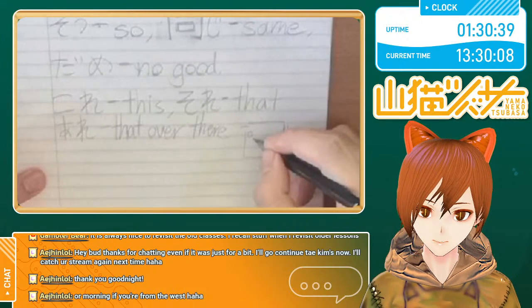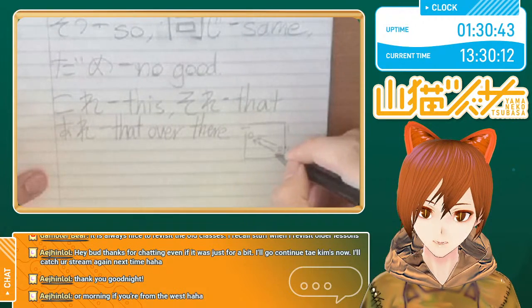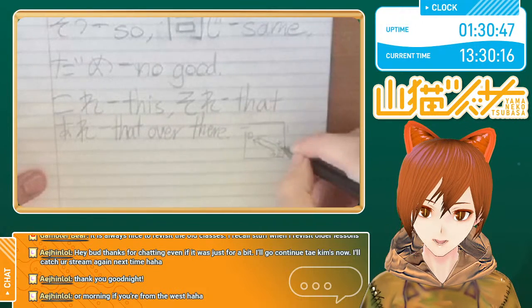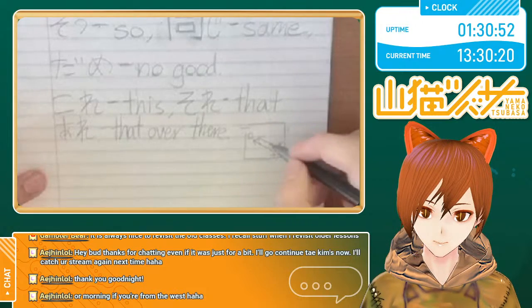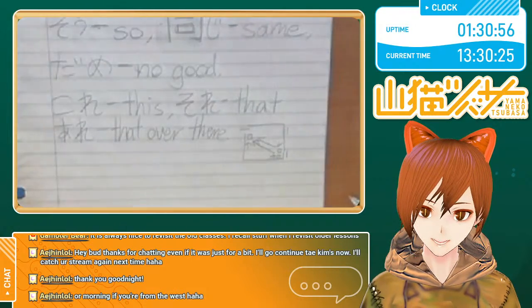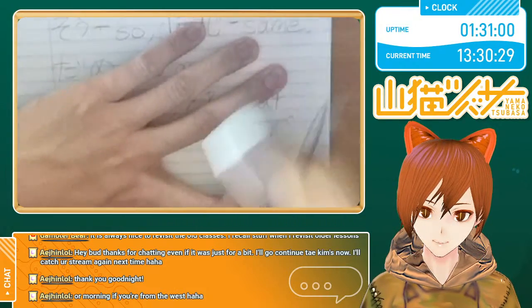If you want to refer to this over here, it is very far away from both you and the listener. Very far away. Other side of the classroom. This is when you use are. That over there, are wa. That over there, that's are.